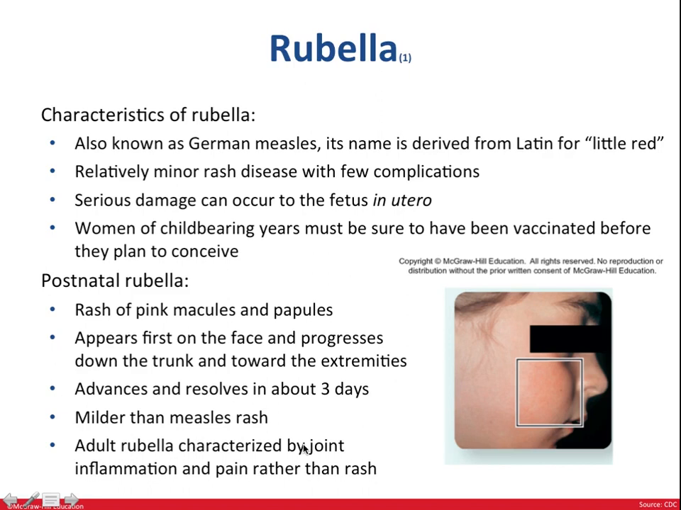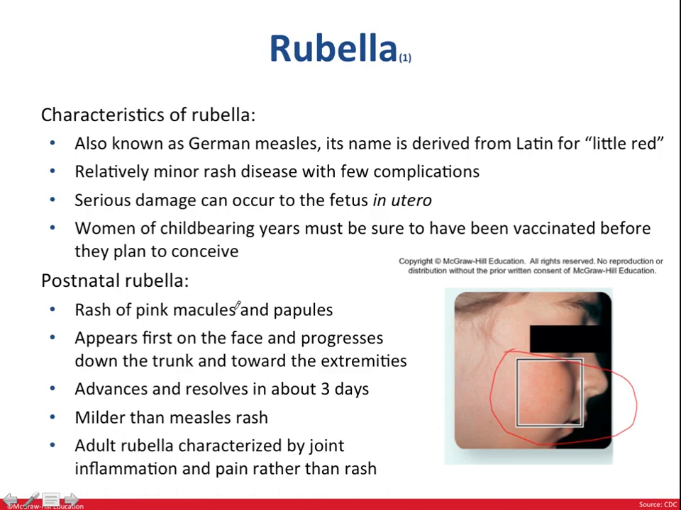Now let's talk about rubella. Rubella is also known as German measles. Rubella is a Latin word meaning little red. This is a minor rash. The rashes are sparse and small, less red compared to measles, as we can see in these pictures. In this picture, the rash is small.